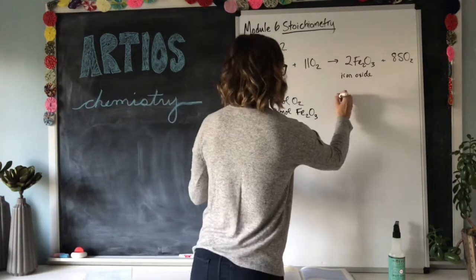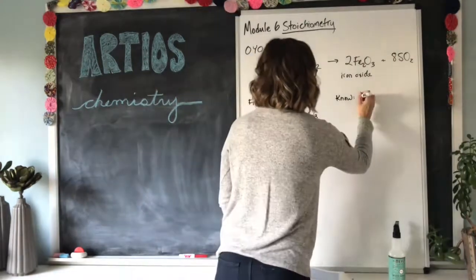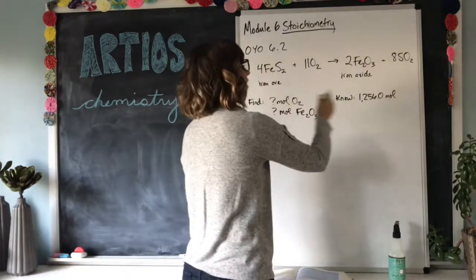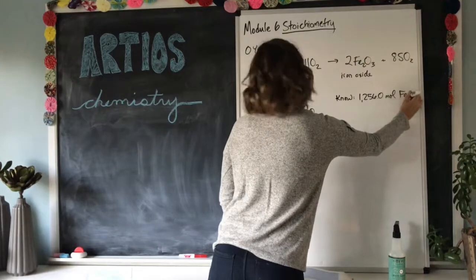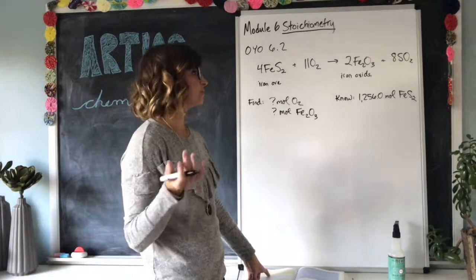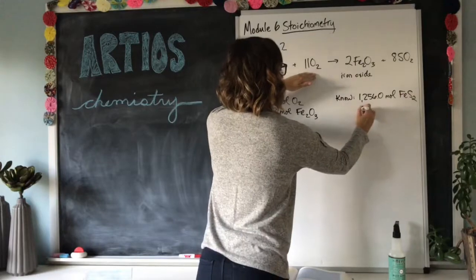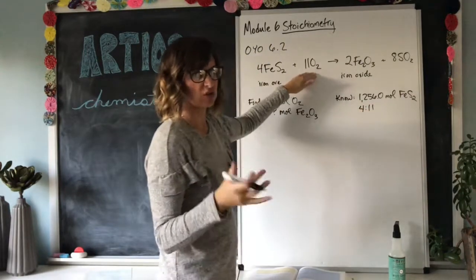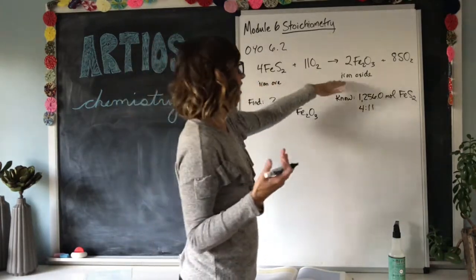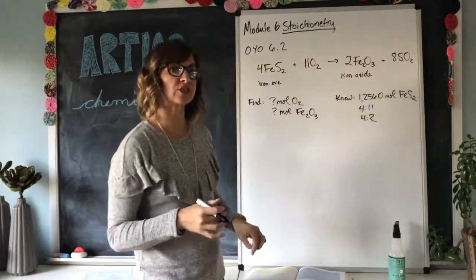We start with what we know. How much do we have to start with? 1,256.0 moles of iron ore, FeS2. And then of course we know the proportions between FeS2 and oxygen is 4 to 11. I'm just going to write just the numbers down just so we remember that we know these proportions. And then we know the proportion between iron ore and iron oxide is 4 to 2. So we have some proportions that we can look back and get from the chemical equation, okay?